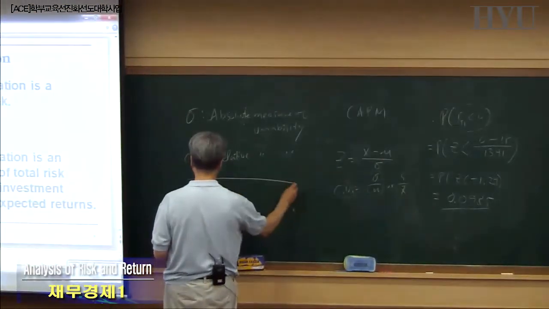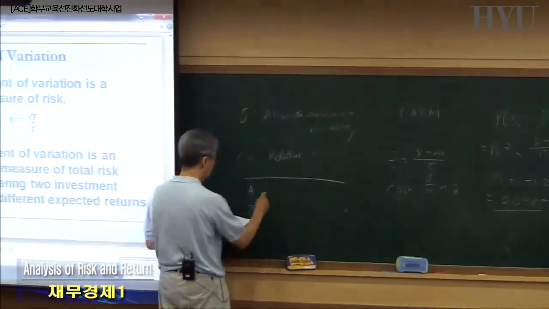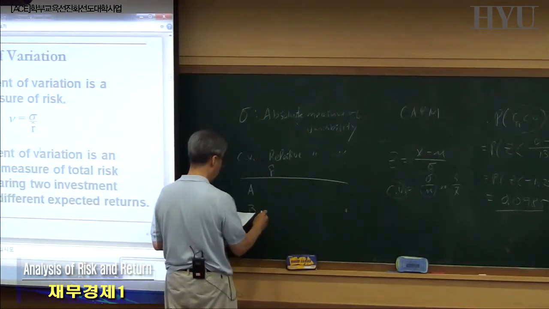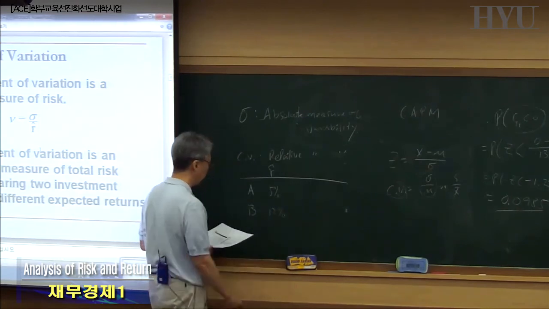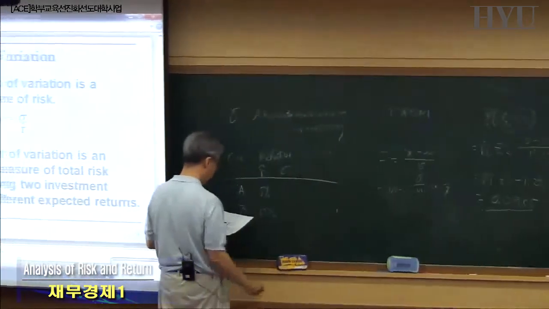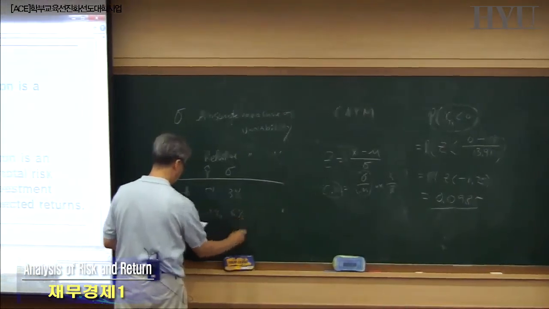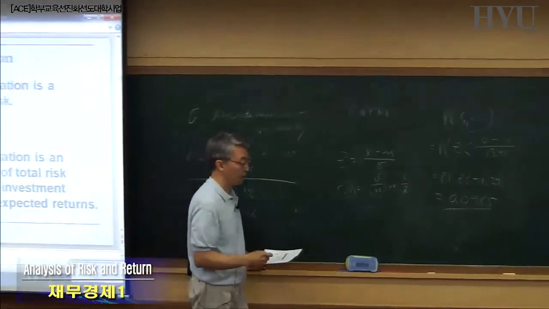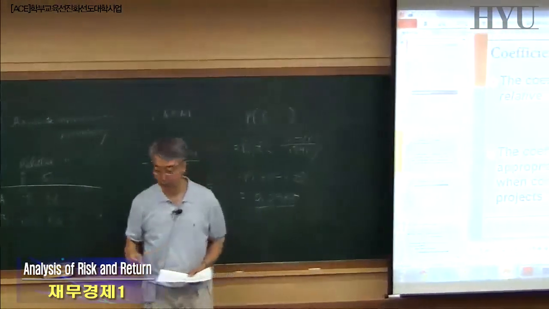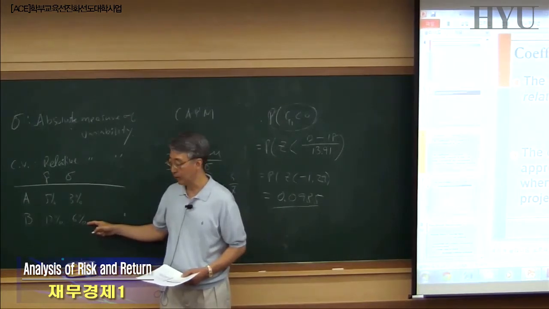Suppose you have two different stocks, A and B, and expected returns for the two stocks are 5% and 12%. And sigma, standard deviation, happens to be 3% and 6%. Then, if you just look at the sigma, which is the absolute measure of variability, you can say stock B is riskier because there is a higher variability in return, right?